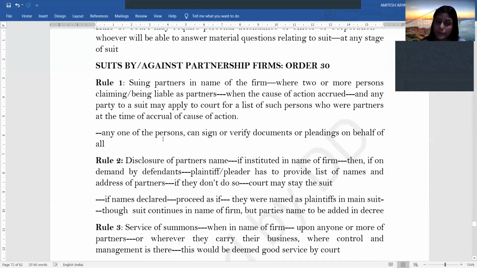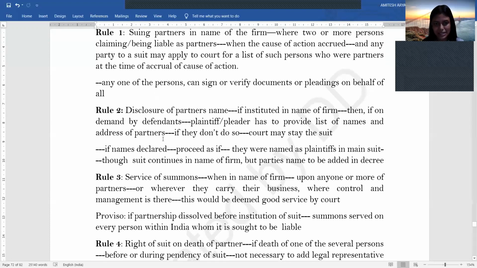Now, rule number 2 is disclosure of the partners' names. If on demand by the defendants, the plaintiff or the pleader will have to provide a list of the names and addresses of the parties. If they are not doing so, the court will stay the suit. If the names are declared, then they'll proceed as if they were made plaintiffs in the main suit, even though the suit will continue in the name of the firm. But the names of the parties should also be added in the decree.